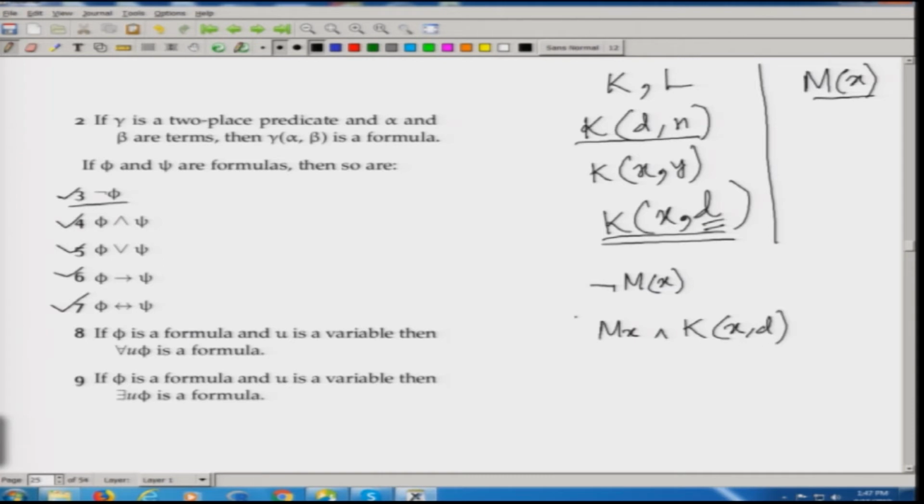KXD. What is the rule I used here? I used 4. Because MX is a formula and KXD is a formula, I can have another formula which is MX and KXD, and then because this is a formula, I can now use neg and I can make it this. So this too is a formula.